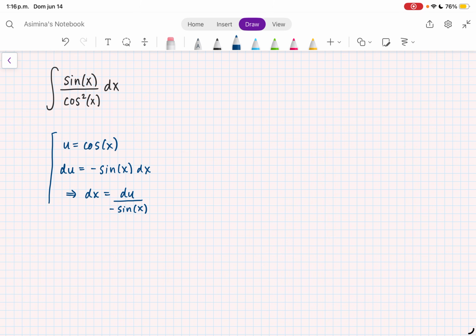So if we perform this u-substitution, what does our integral become? So we have the integral of sine of x over cosine squared, so that's going to be u squared, times dx. What is dx? dx is du over minus sine of x. So now we see we have a sine in the numerator and denominator. Now we have a minus sign that we can factor out. So this becomes negative times the integral of 1 over u squared du.